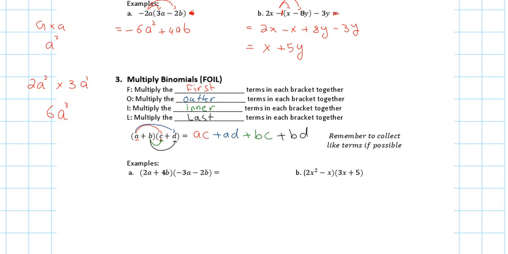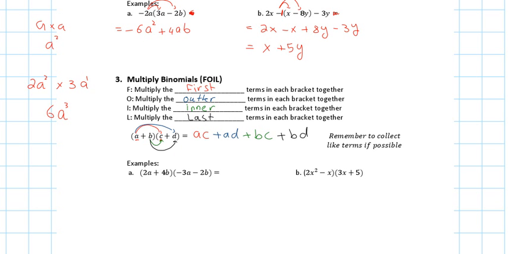Okay? So basically, if you look at this, the first term is multiplied by both terms inside the second bracket, and the second term is multiplied by the two terms inside the other bracket. So I'm using the distributive property twice. Okay? So think about what we did earlier, right? I'm using my distributive property with the first term, and then I'm using my distributive property with the second term.